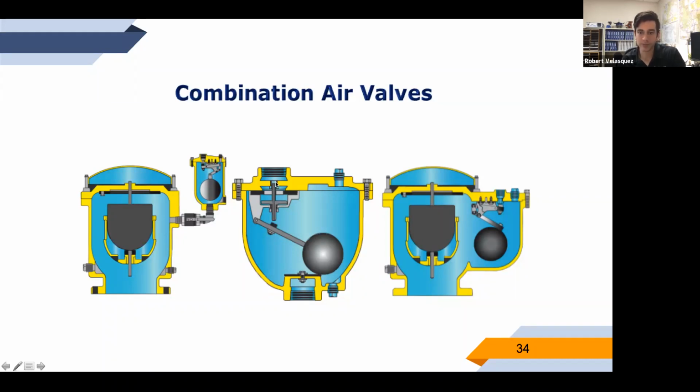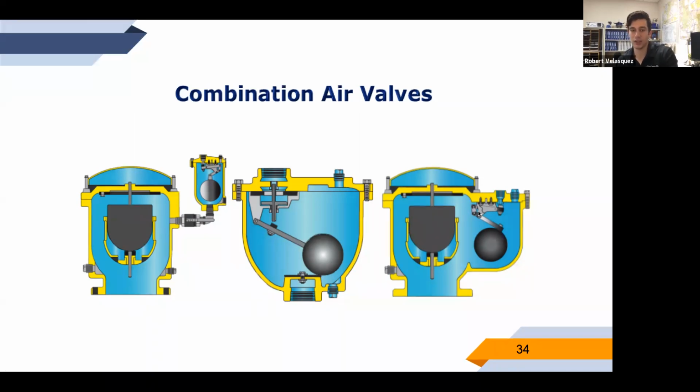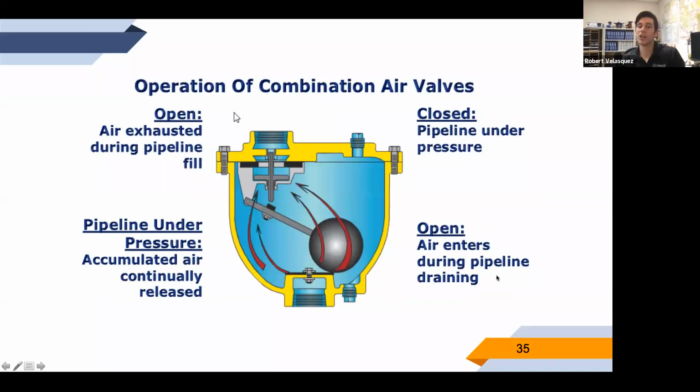This one on the right, this is a combination body. So it is kind of in between the two. So it's one body, but it has two separate mechanisms in it. So this here is the air vacuum, this here is the air release. This combination body is really, really common, especially in 1- and 2-inch sizes. Those smaller applications and distribution systems, you'll see these a lot.